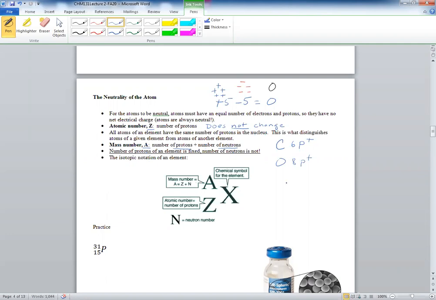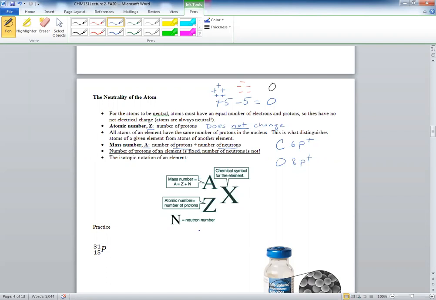We want to look at the isotopic notation. This is a way of representing the mass number and the atomic number that are related to that element. So you have X, imagine this is the chemical symbol, and then you have A on the top, that's the mass number, and you have Z on the bottom. That's the number of protons.